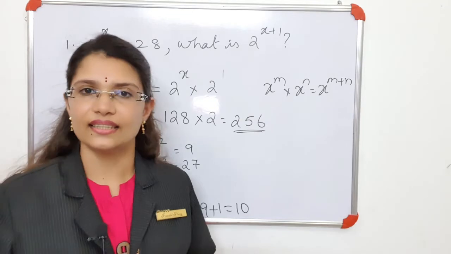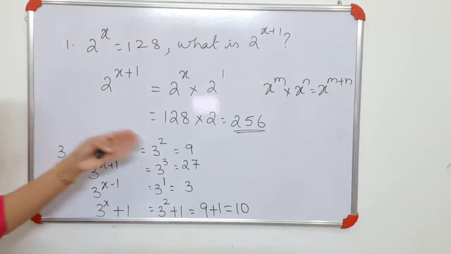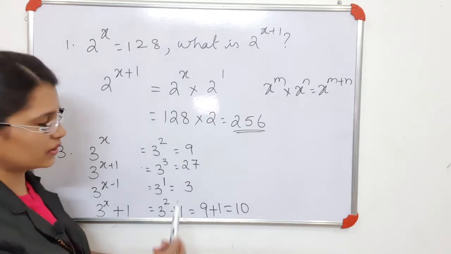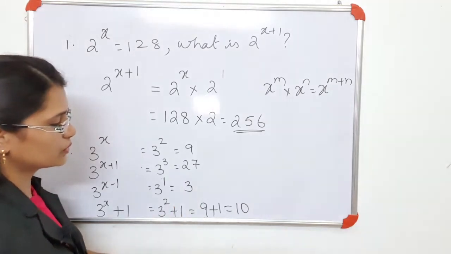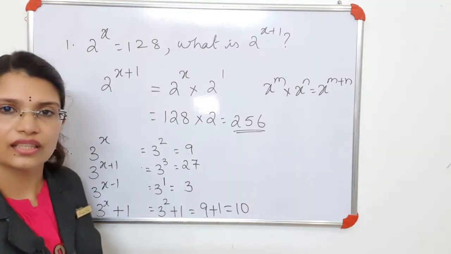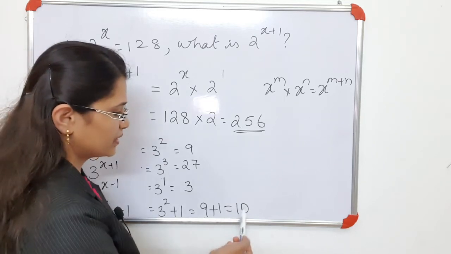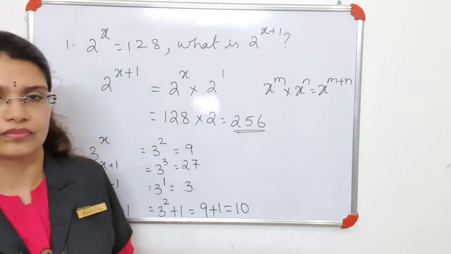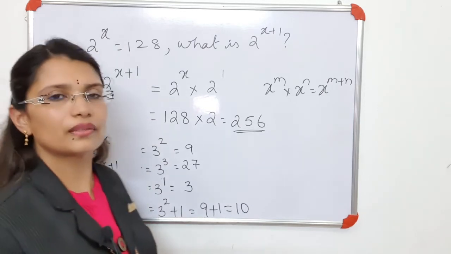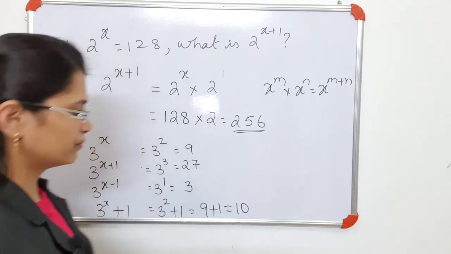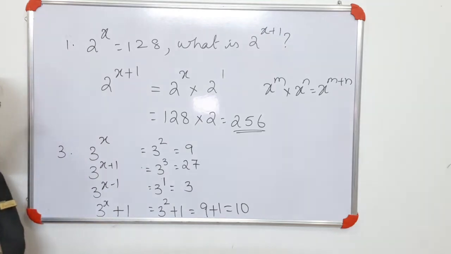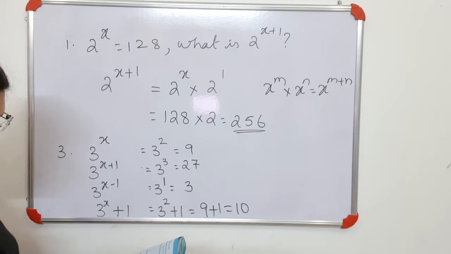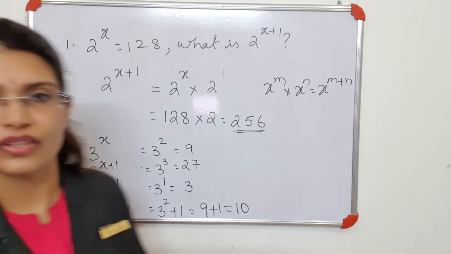What is the question? Which is an even number? So is 9 an even number? No, it is an odd number. 27 is an odd number, 3 is also an odd number. So which is an even number? 10 is an even number, right? So which is the even number here? 10. 10 is the only even number here. So this is the answer. 3 raised to x plus 1 is an even number.